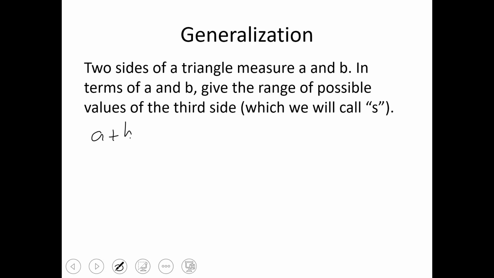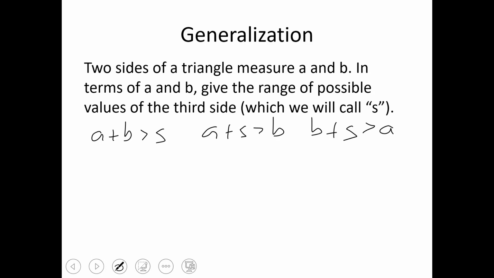So the sum of any two sides must be greater than the third, so A plus B must be greater than S. And A plus S must be greater than B, and the third one must be greater than A, so B plus S must be greater than A. Yeah, so those are the three inequalities that we have to have.